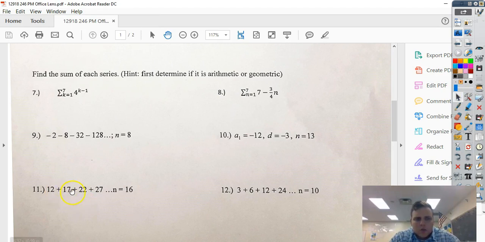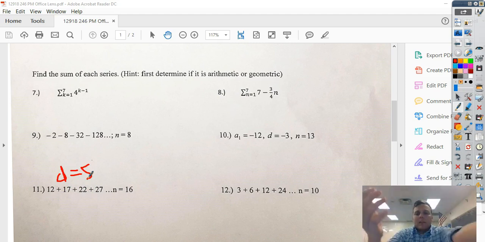Number 11: 12, 17, 22, 27. Hopefully it's pretty clear that I'm adding by 5 each time, so the common difference is just 5. So that means since I'm adding by something each time, it's arithmetic, so D equals 5. Then I'm going to use the formula that I just used again, because I know the first term. I don't know the last term. I know there's 16 terms. I know the common difference, but I do not know the last term.